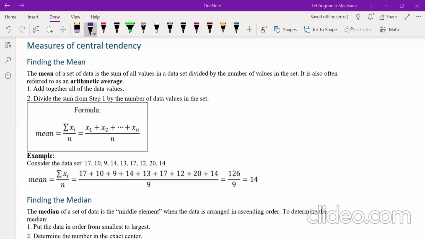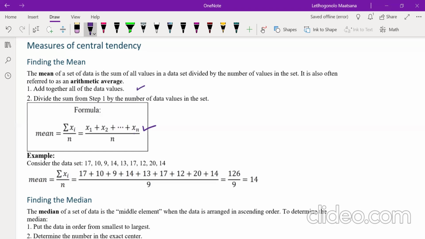So, how do we get our mean? We're going to add all the data together and divide the sum by the number of data we have available in the set. This is the formula.